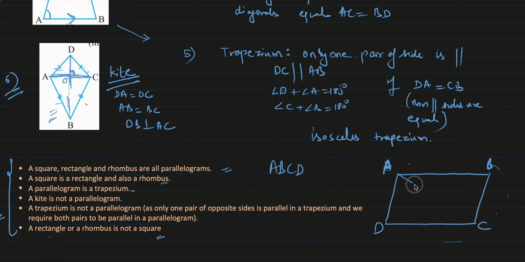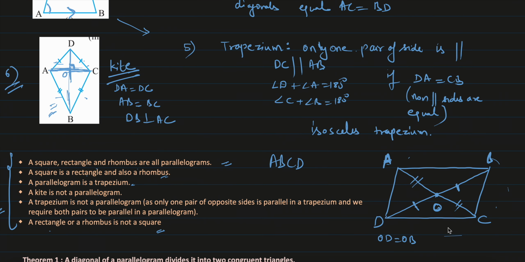Diagonals, let's draw. A to C, opposite vertices we join, then D to B, opposite vertices we join. The diagonals are meeting, let's say, at a point O. So bisect means that the diagonals bisect each other. The meaning of that is, if they are bisecting, OD equals OB and OA equals OC. They are dividing each other into two equal parts. That is the meaning of bisecting each other. Okay, fine.